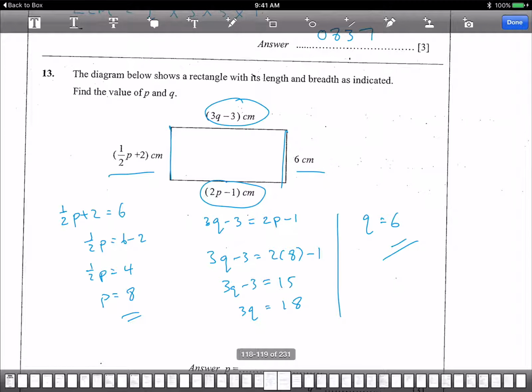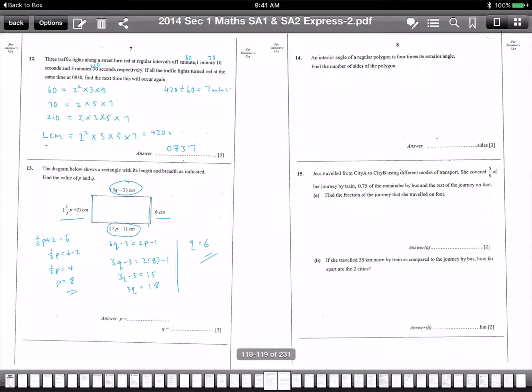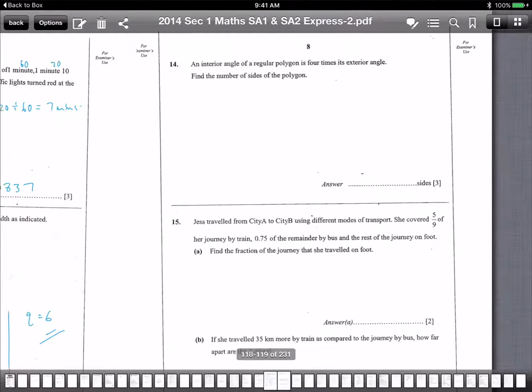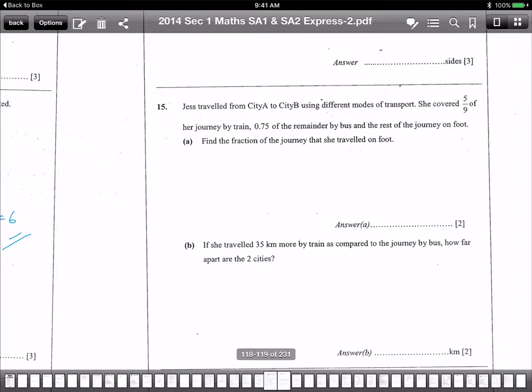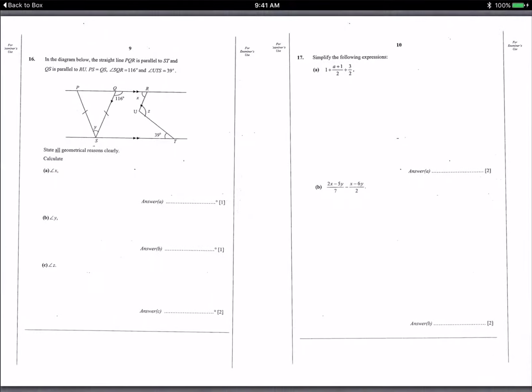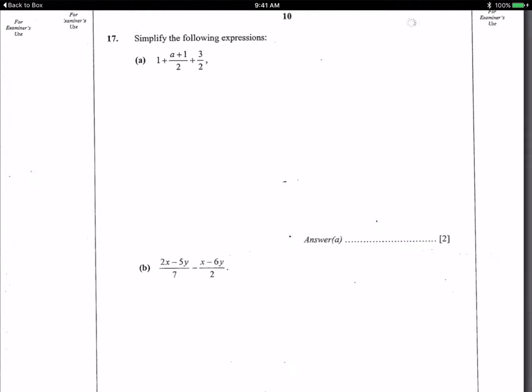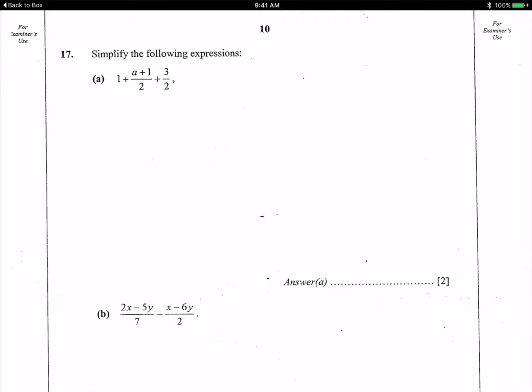Okay, next. Okay, so polygons you haven't learned, so we're not going to do that. Let's skip as well. Alright, so next one is algebra again.